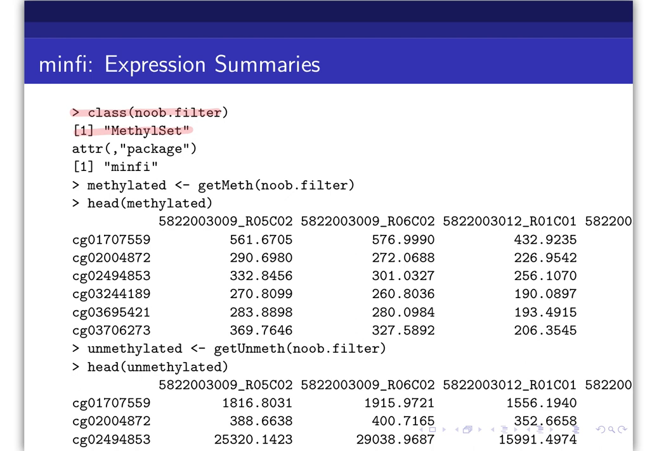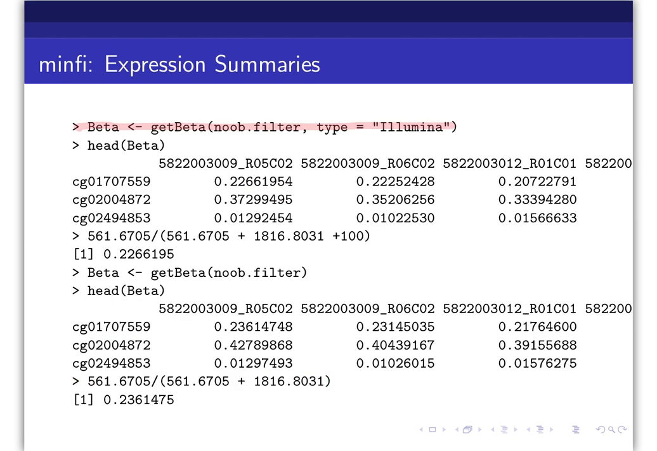The normalized object is a methyl set. Once a methyl set has been generated, we have various ways of getting access to the methylation data. The most basic functions are getMeth and getUnmeth, which return unlogged methylation signal intensities. The function getBeta extracts the beta values, which are values between 0 and 1, with 1 being interpreted as very high methylation and 0 being interpreted as very low methylation.